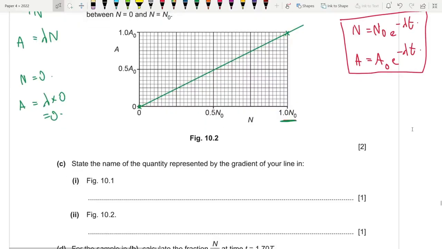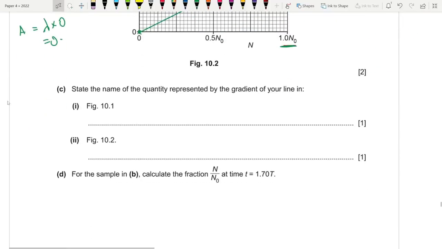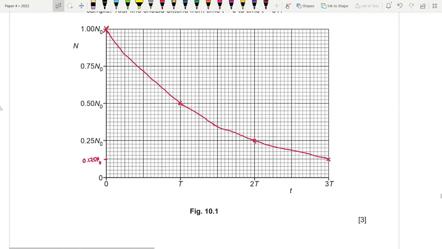So state the name of the quantity represented by the gradient of your line in C1 and C2. Okay, C2 is pretty straightforward. Since we know that A by N is the gradient, it is actually equal to lambda, which is the decay constant, right? It's the decay constant. What about C1 though? The gradient or the tangent of this line.